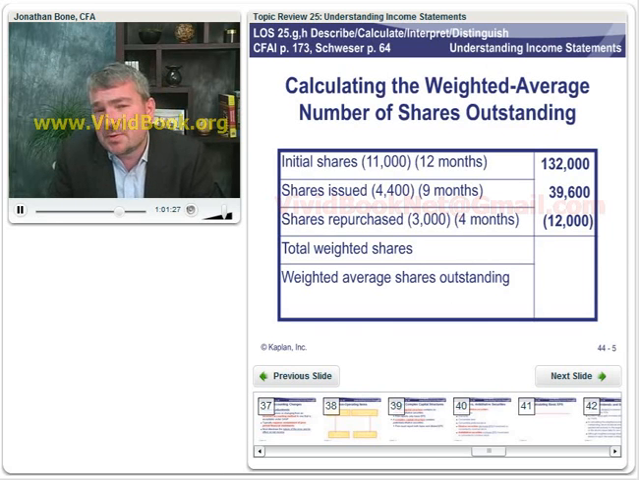Again, notice we're assuming a 31st of December year end in our examples here. And I would say take that into the exam, assume, unless the examiner tells you otherwise, that you're looking at companies with 31st of December year ends.